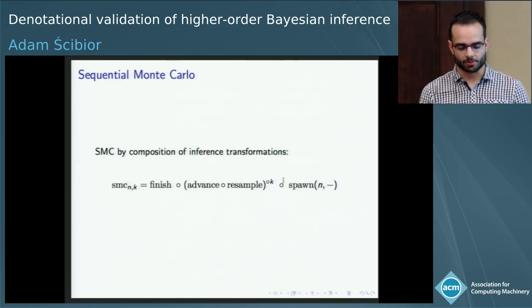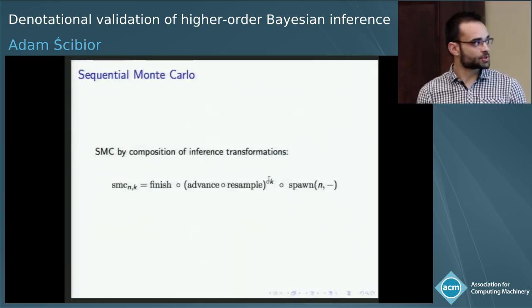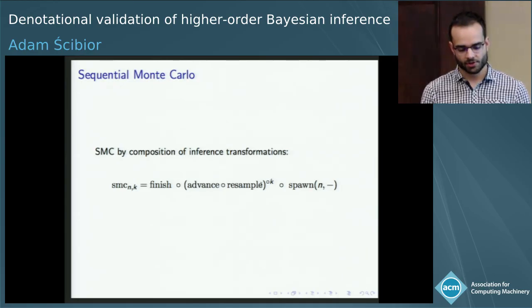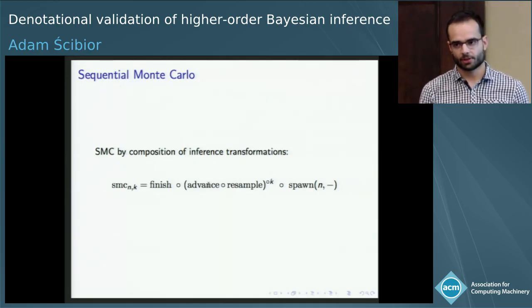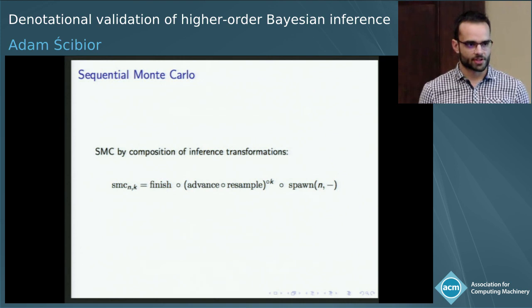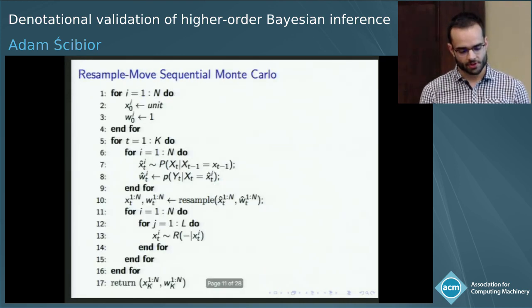So we start by spawning n particles, and then this superscript .k means just a k-fold composition. So at each step, we resample, and we run the program further until it's done. Okay, and it is common for such algorithms to have a certain structure such that, for example, a variation of SMC called the resample move SMC introduces so-called rejuvenation steps. So it's almost the same. The only difference is this part here.